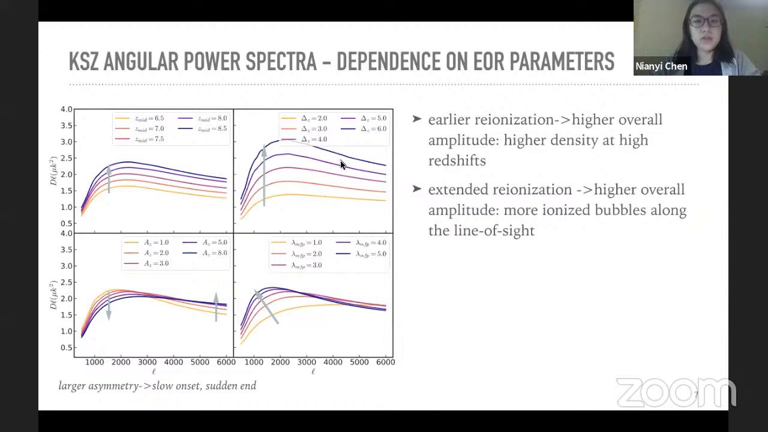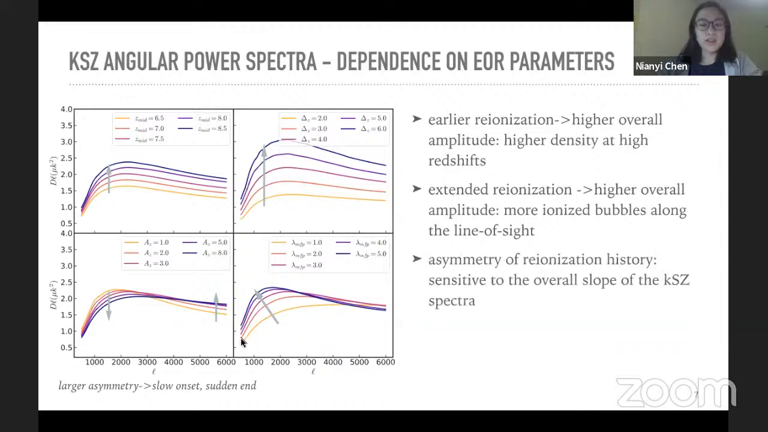And the second panel shows that when you have an extended reionization scenario, you will also observe a higher overall amplitude. This time it's because when you have an extended reionization, you will see stacked and more ionized bubbles along your line of sight, which boosts the overall amplitude of the power spectrum. And on the bottom panel, I show the results that are less obvious.